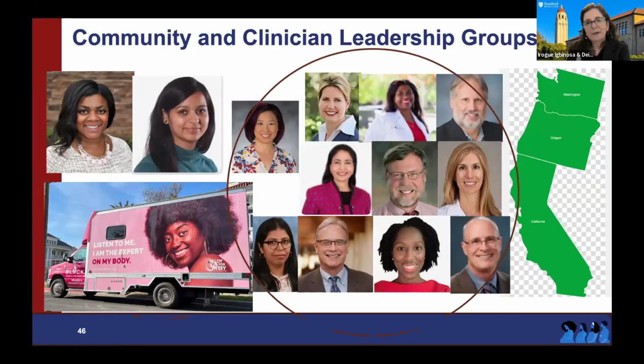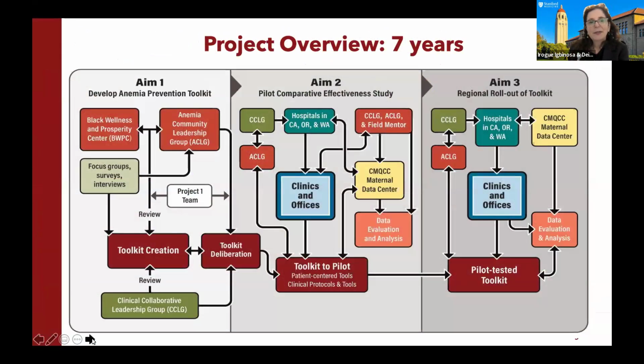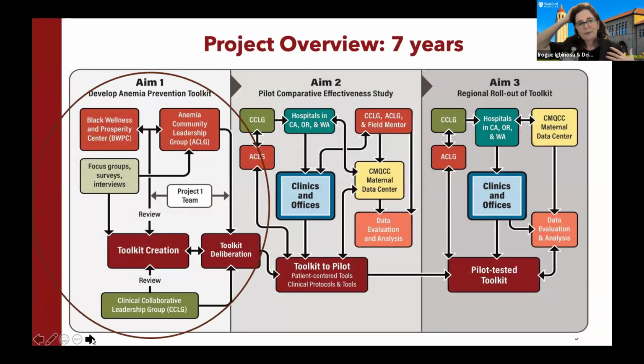These are a lot of the folks who have been coming every month for almost 3 years, talking about anemia from our perspective, helping to work on better protocol that we will roll out, and I'll talk a little bit more about soon. This is our project overview. It's for 7 years. I'll come back to this in a minute, but we are solidly here in AIM-1. So working with BWPC and our clinician clinical leadership group, we are working to create a toolkit ultimately that's going to help all of us to manage this problem better.